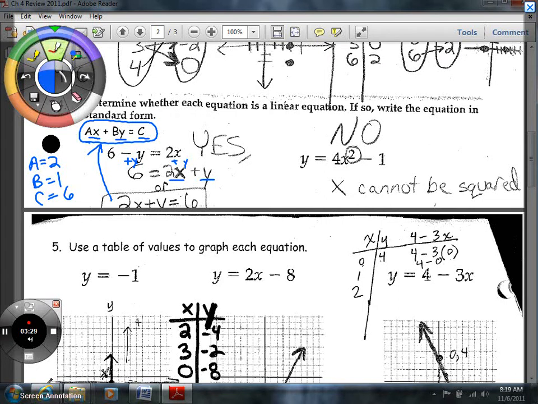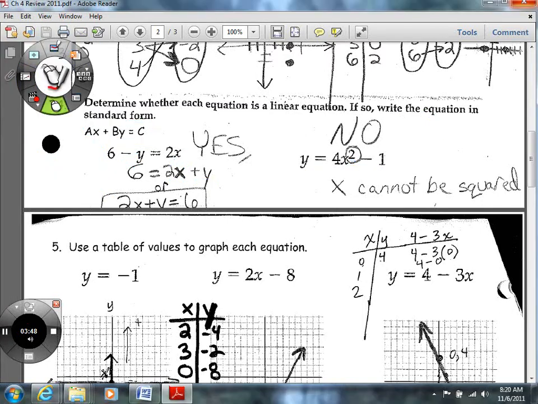When you look at this next one, whenever you have something squared, it's not going to be a line. It's going to be a different kind of shape. We'll learn these later, but it's going to look like this, or it's going to look like this. So just know that whenever something's squared, either on the x or on the y, it's no good. So no, it can't be written in standard form.